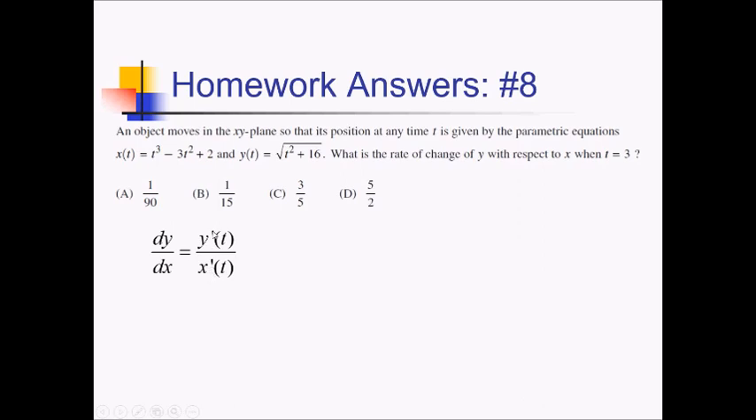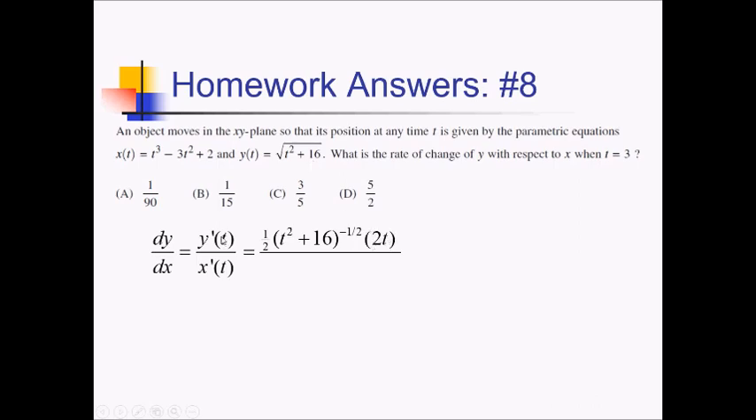Y prime of t is the derivative of this square root function. This is originally t squared plus 16 to the 1/2 power. So we're going to use the chain rule here. We have something to the 1/2 power, so the derivative of that is going to be 1/2 times the something to the negative 1/2. So 1/2 times t squared plus 16 to the negative 1/2 times the derivative of the inner function. So that's going to be a 2t tail that we're multiplying by.